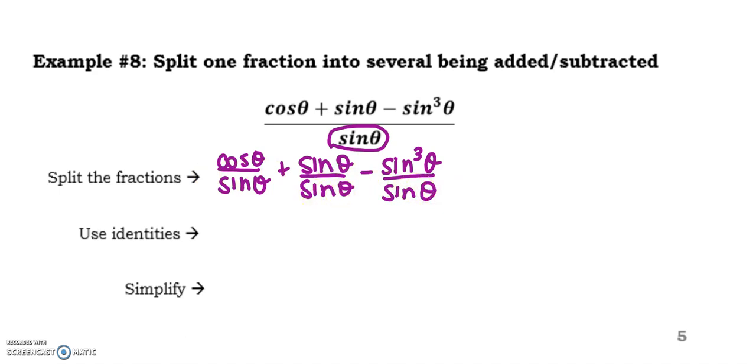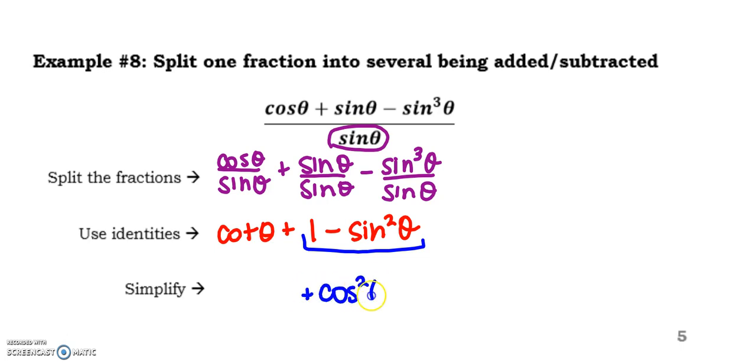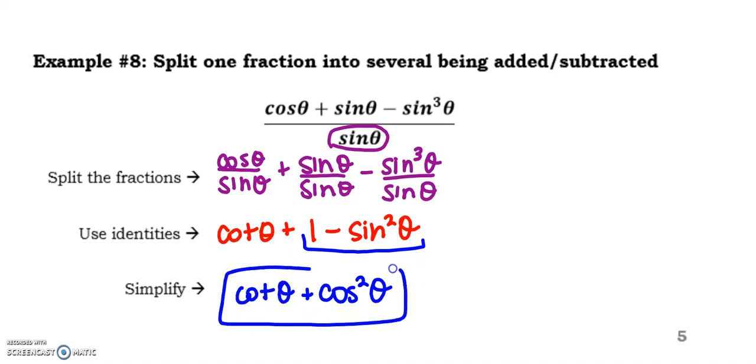Now we're going to use some identities. So cosine over sine, that's going to be cotangent. Sine over sine is going to cancel to just 1. And then sine cubed over sine is going to be sine squared. Well, from a previous example, hopefully you identify 1 minus sine squared. That's the same thing as cosine squared from the Pythagorean identities. And then this one's just going to be cotangent. That's as simple as it's going to get. And there's your final answer.